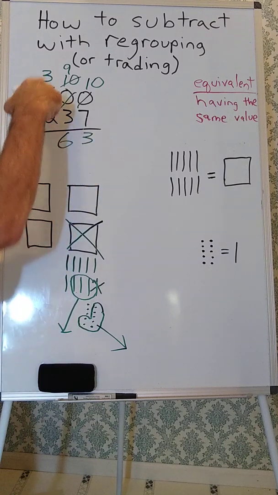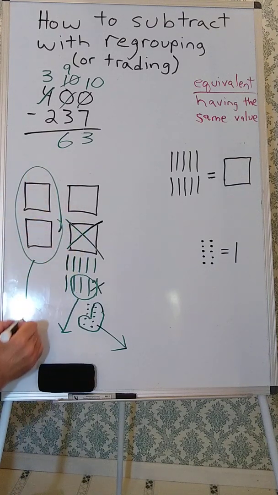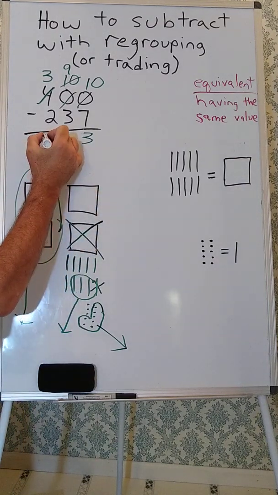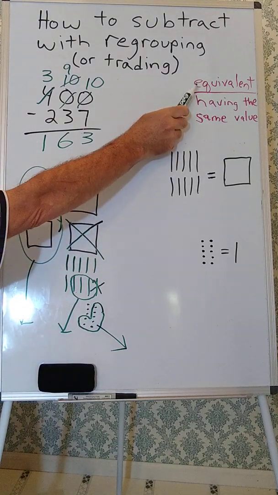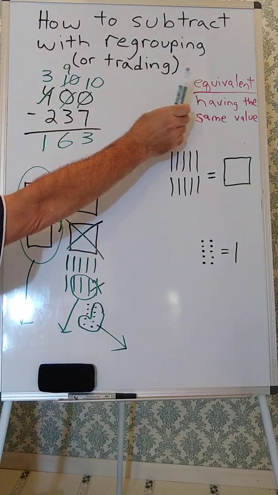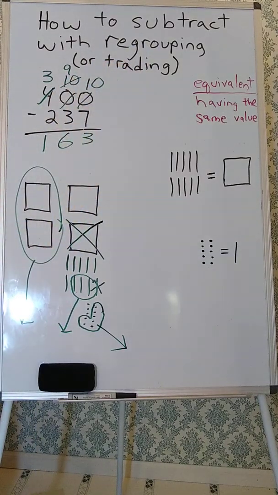And we take away 2 hundreds. So those go away, and we're left with 100. So the difference between 400 and 237 is 163. And remember to keep the idea of equivalent in mind, and you'll be able to do any subtraction problem with regrouping.